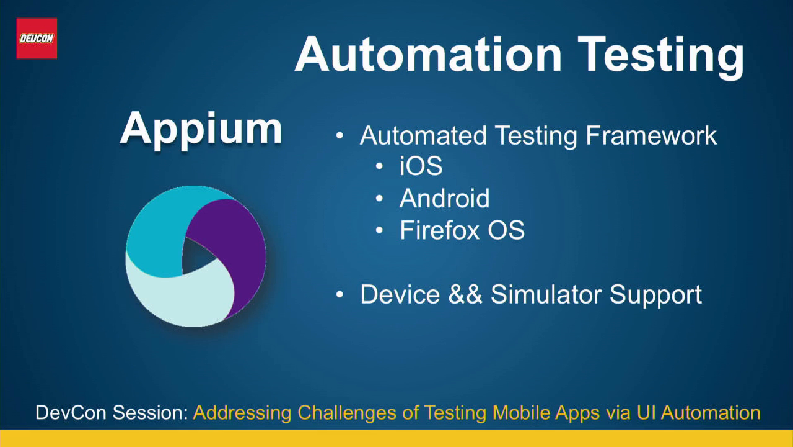The automated testing framework Appium allows you to test iOS applications and Android applications, and you'll see in the list that it also supports Firefox OS. So what this does is it allows us to test in automation not only the native applications, but our hybrid applications, like I was discussing earlier with the Safari Web Inspector. So this can occur on both the device and the simulator. If you're looking for more information on Appium, there was a session this year called Addressing Challenges of Testing Mobile Apps via UI Automation that I highly suggest.